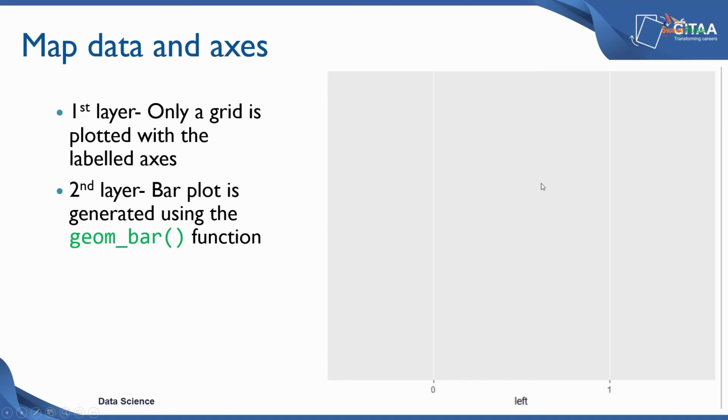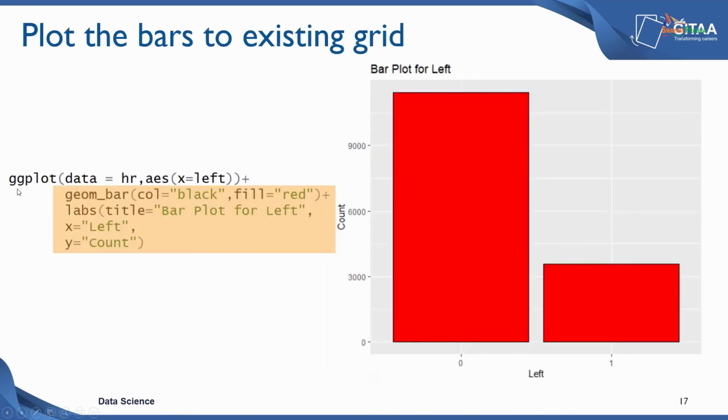Now to generate the second layer, which is actually the bar plot, you need to use the function geom_bar. So let's see how the function geom_bar is defined. Here you can see that the first layer is what we had executed earlier. To add the second layer, you need to add a plus notation here. So here I have the geom_bar function. The color is black, which is going to be the outline for the bars, and the fill color is red.